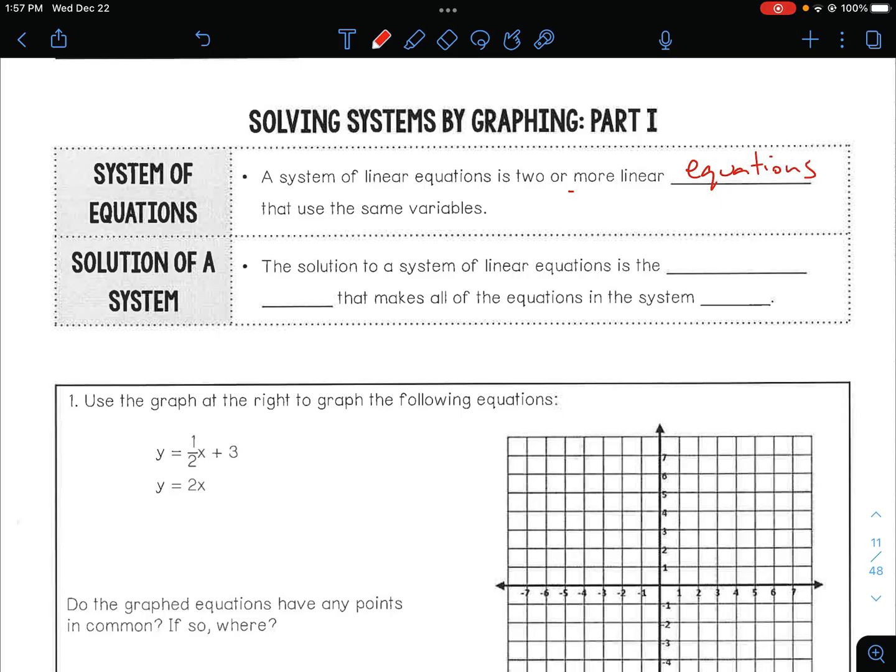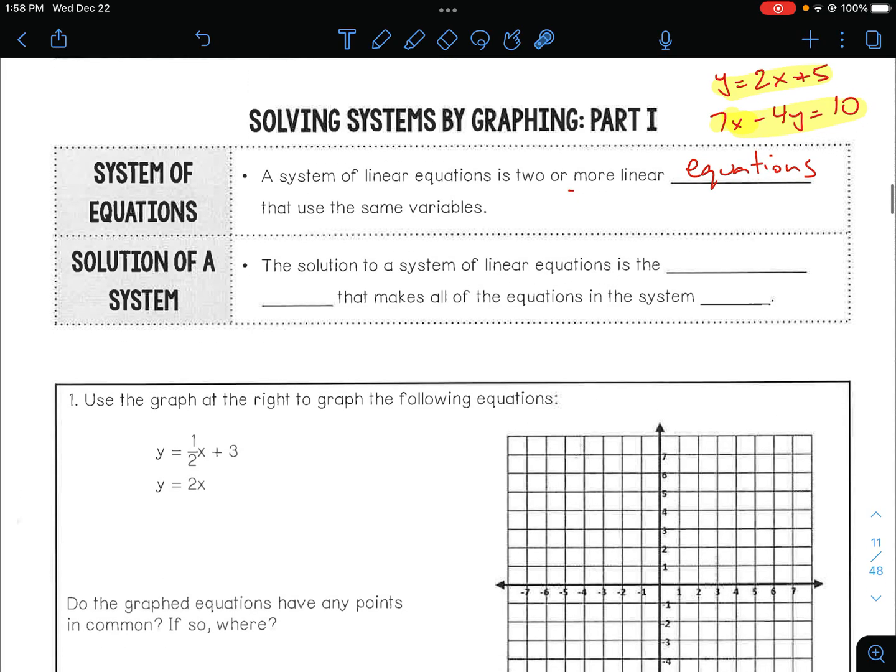So, for example, y equals 2x plus 5 is an equation. And if I turn this into a system of equations, I could do that by saying, hey, 7x minus 4y equals 10. And that would make this a system of equations because it's more than one equation that use the same variables. x over here, x over there, and y. There you go. So how do you find the solution to a system?